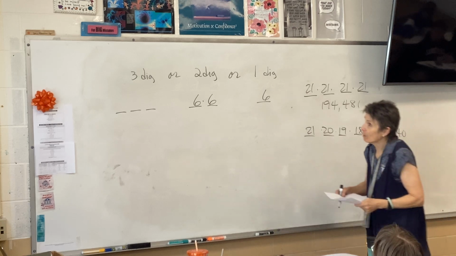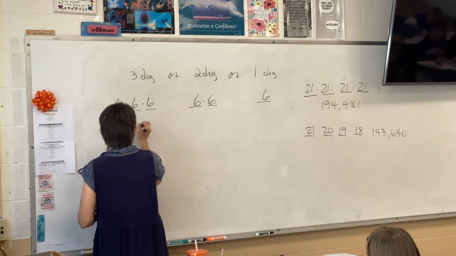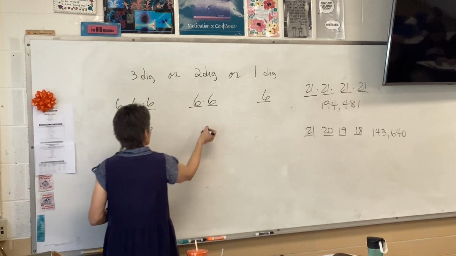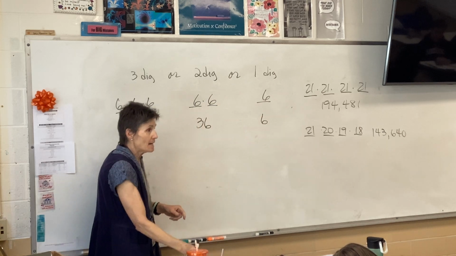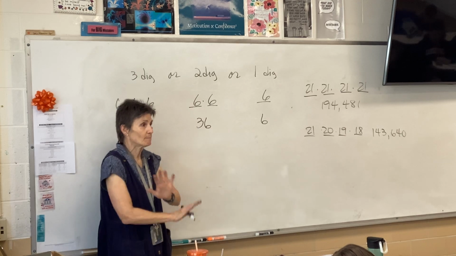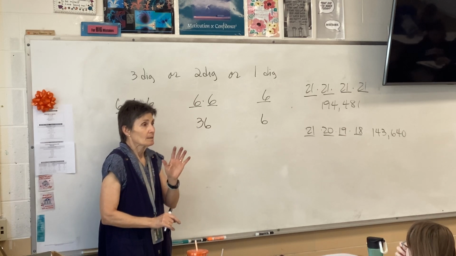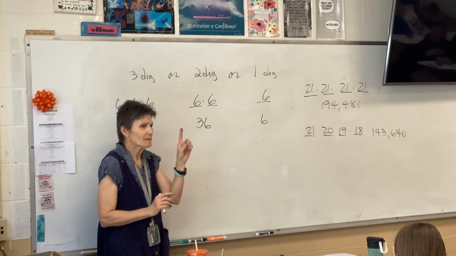Okay. And then how about 3-digit numbers? 216. It's 216, this is 36, and this is 6. Now, here is, this is a big idea, all right, big idea. Here's the big idea.